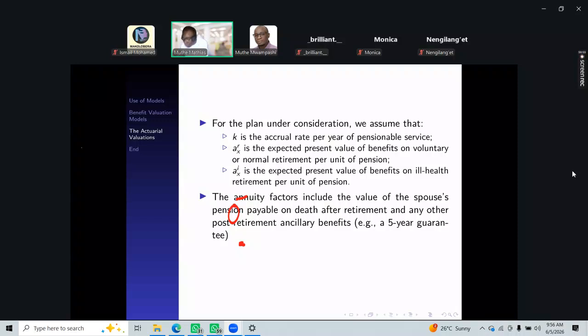And then, of course, because remember we are talking about benefits, we need to make assumptions as well about the accrual rate. So we have the accrual rate, which is K, and then we have the annuity, the expected present value of benefit on voluntary or normal retirement. So we are just using the same annuity notation. And in case there is illness, of course we are going to note that by I. So you can see here, I'm adding I for illness, W for withdrawal, and then R for retirement. So this is going to be early retirement.